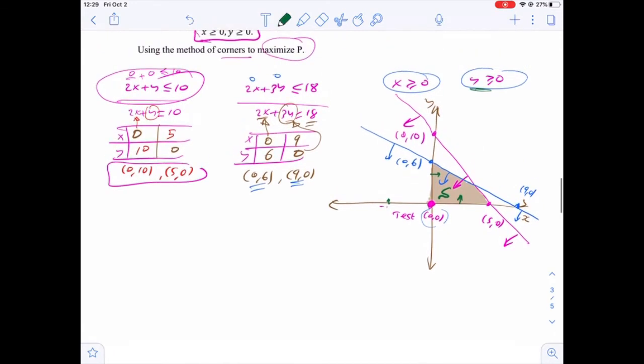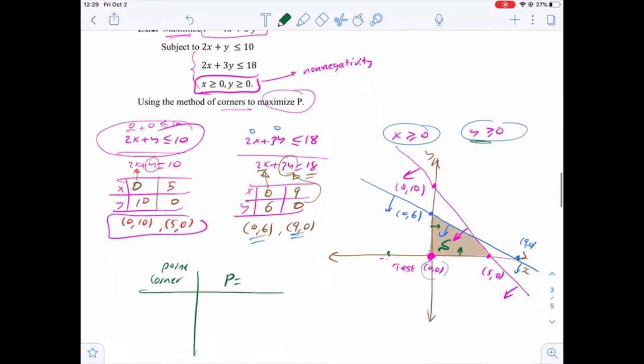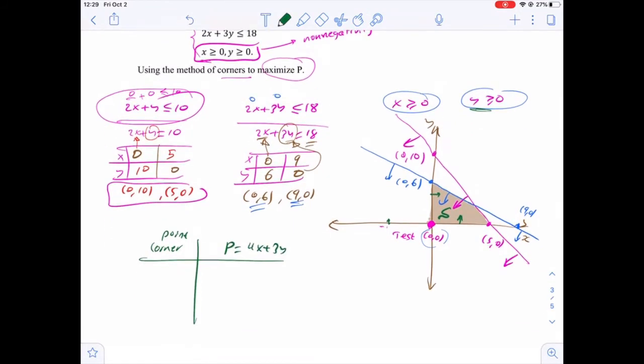Now after finding S, we make a table with the points or corners and the value of P, but P is 4x plus 3y. Now we choose the points. We have (0, 0), and we have (5, 0), but we have this point. This is unknown. We need to find it. We find it the same way as we did for the previous exercise. So this point comes from the intersection of the two lines, this line and this line. So we need to solve this system.